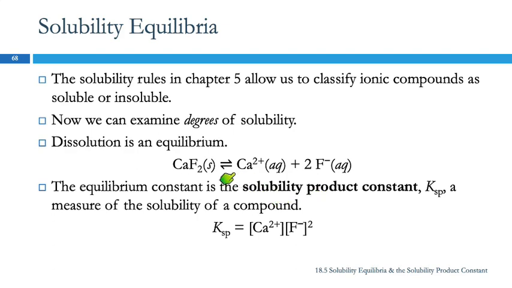Solubility product. So we're looking at the concentrations of the products, right? This is a solid. It doesn't participate in K, right? So KSP for calcium fluoride would be the calcium ion concentration times the fluoride ion concentration squared, because we're getting twice as much fluoride as we have calcium. The larger the KSP, the further to the right the equilibrium lies, and the more soluble the compound is.